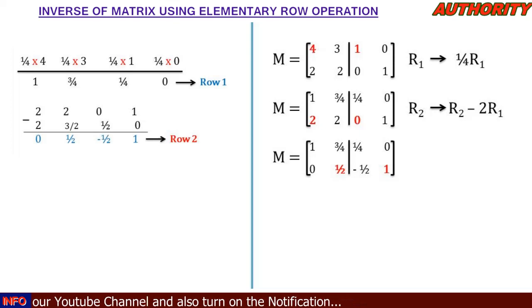And then let's go to the next one. We have 1 all over 4 in row 1. Now when you multiply 1 all over 4 by 2, it's going to give you 2 all over 4, which is the same thing as 1 all over 2.